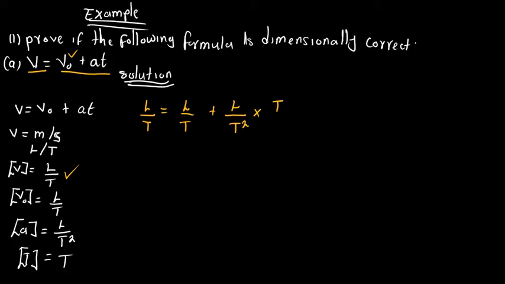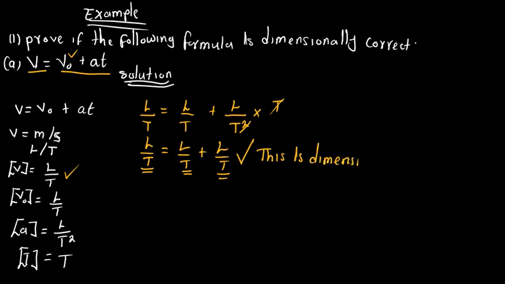Notice what is going to happen. This T and that T is going to cancel, so I'm going to have L over T equal to L over T plus L over T. Now notice this is good because what we have here is also here, it is also here. Therefore, this is dimensionally correct. Very simple. So that's it for this particular part.